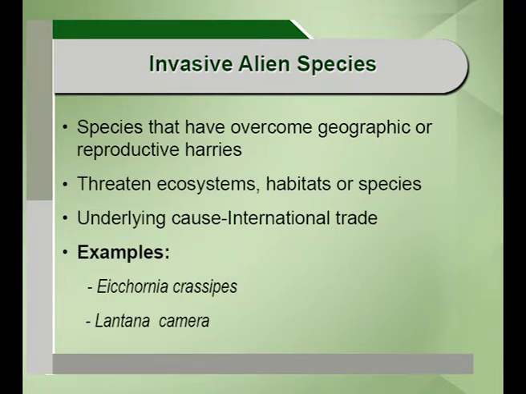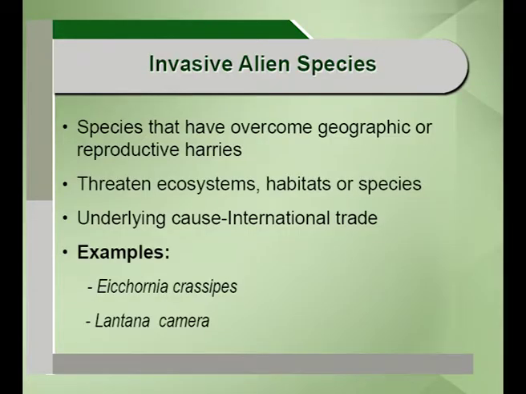The next important driver of biodiversity change is invasive alien species. Invasive alien species are defined as species that have overcome geographical or reproductive barriers and threaten ecosystems, habitats or species. There are various factors responsible for the introduction of invasive alien species, but the underlying cause is international trade. For example, in India, Parthenium came in with imported wheat because of international trade.